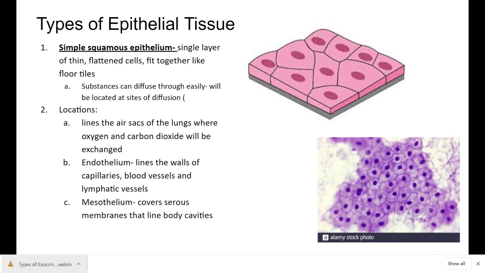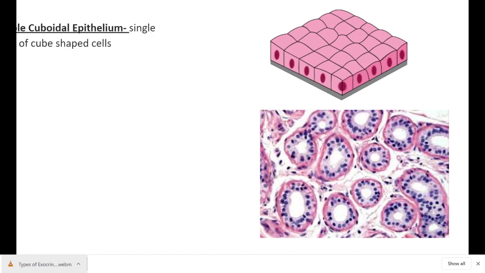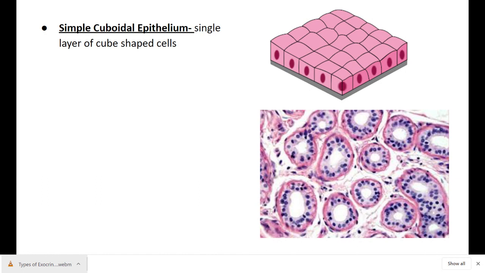So if you hear endothelium, that is simple squamous epithelium on the walls of capillaries and blood vessels. They also line or cover the membranes of our body. That's where we have mesothelium. Remember all of the membranes that we discussed in Unit 1, like the parietal pleura, visceral pleura, and parietal peritoneum, are all covered by mesothelium, which is a layer of simple squamous epithelium.